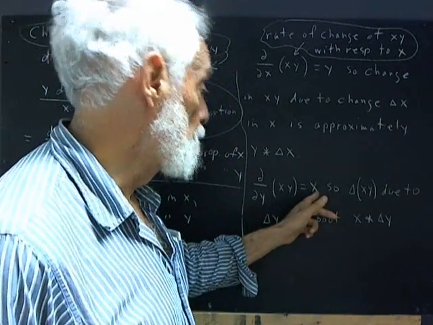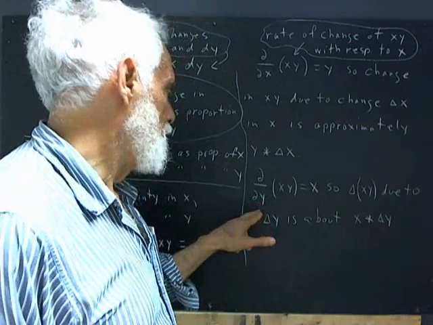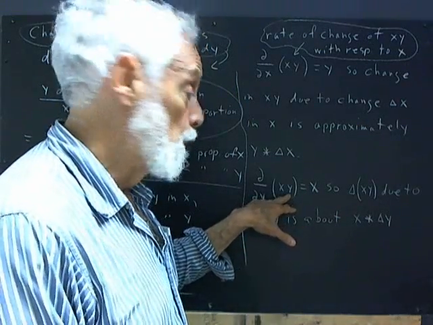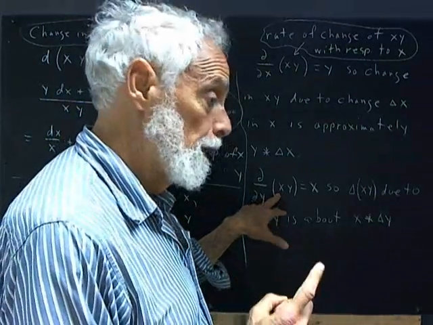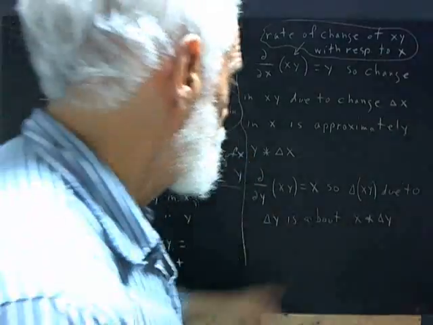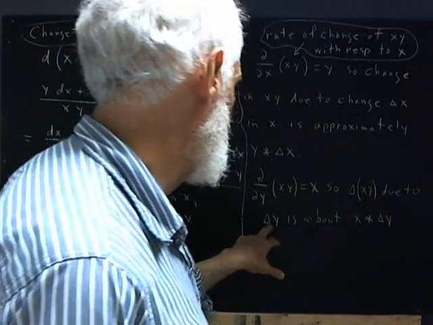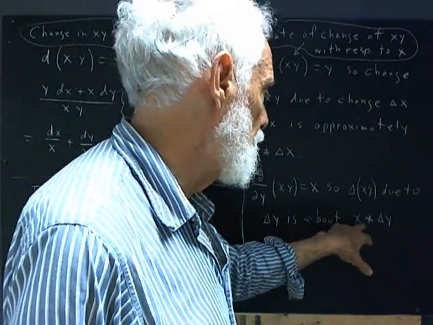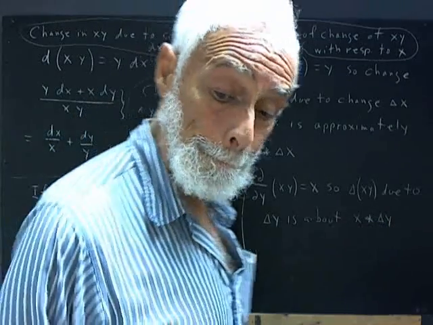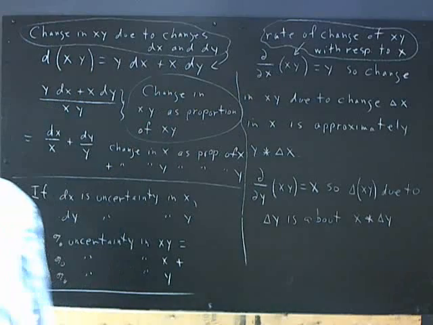Similarly, in a little more concise notation, the partial derivative with respect to y of xy equals x, because again, we take the derivative with respect to y. That means we treat y as the variable. The derivative of y with respect to y is 1. X is treated as a constant, so that we just get x times 1, which is x. So that the change in xy due to the change delta y is about equal to x times delta y, the rate of change multiplied by the change in y.